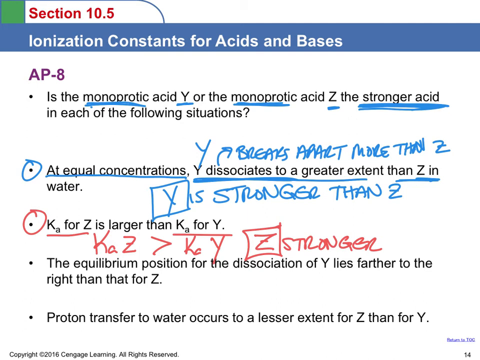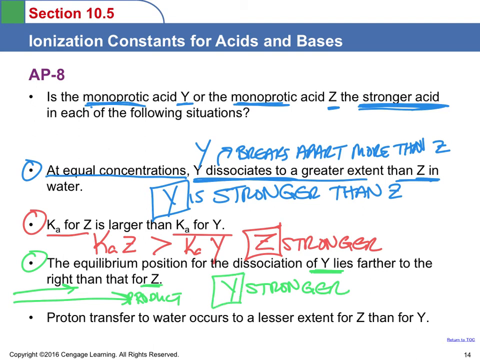Third problem, we have the equilibrium position for the dissociation, or the breaking apart, of Y lies further to the right than that for Z. So if it lies further to the right, right is products. If Y prefers to make products, more products than Z does, that means Y breaks apart more than Z does. So Y is stronger than Z.